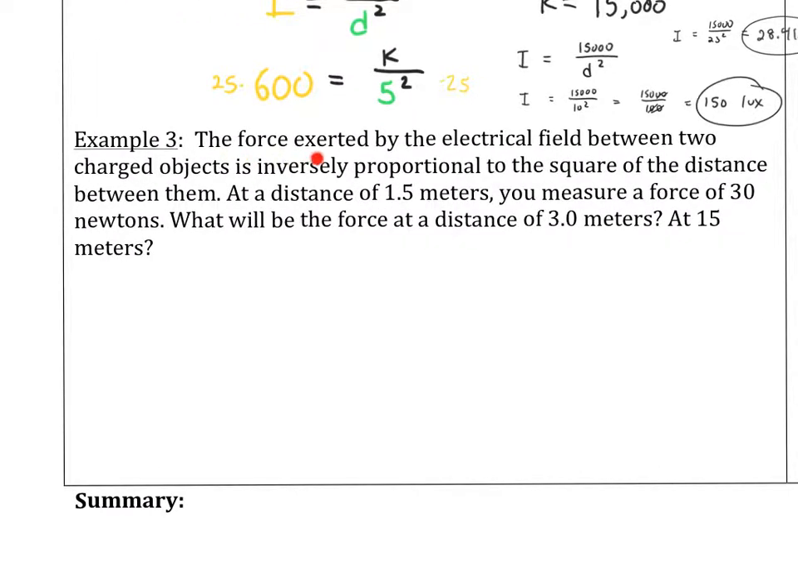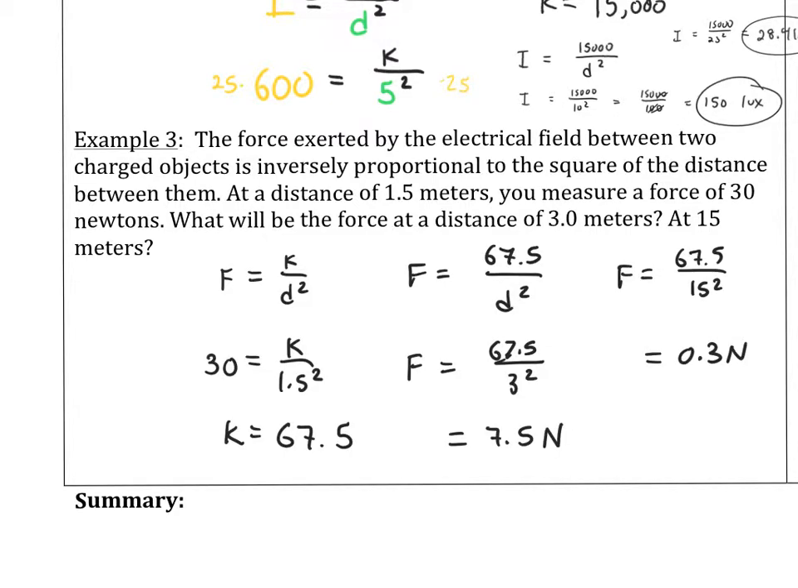The next one here is the force exerted by the electrical field between 2 charged objects is inversely proportional to the square of the distance between them. At a distance of 1.5 meters, you measure a force of 30 newtons. What will be the force at a distance of 3 meters and at 15 meters? And these are the results that I got. K was 67.5, and then how much force is exerted when we're 3 meters away? That's 7.5 newtons, and how about 15 meters away? 0.3 newtons.